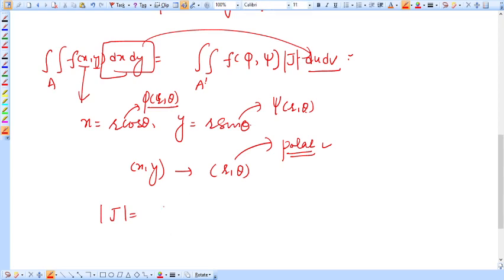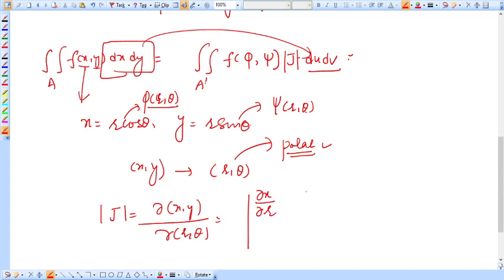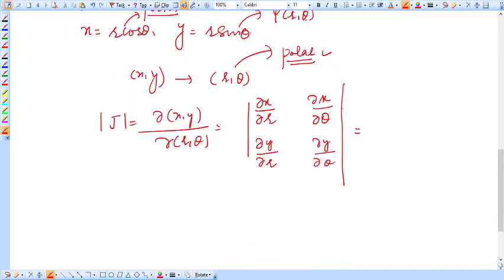Firstly it is equal to the determinant of the partial derivatives of (x, y) with respect to (r, theta). It is equal to the derivative of x with respect to r first, then the derivative of x with respect to theta, then coming to y, the derivative of y with respect to r, and the derivative of y with respect to theta. In this way you get it.